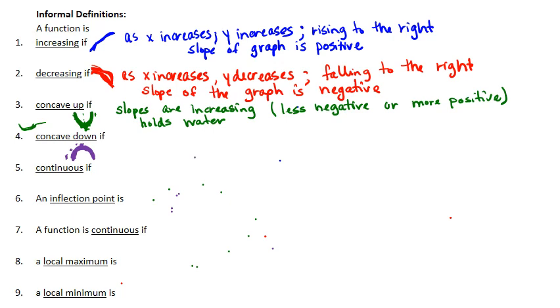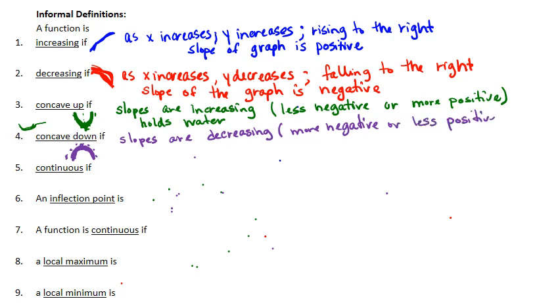And so I have positive slopes that are getting smaller. On the decreasing portion of the graph, my slopes get more and more negative. So I'm speeding up there, getting more and more negative. So I'm concave down if the slopes are decreasing. So they're getting more negative, steeper negative, or less positive, closer to zero on the positive side. This graph is going to dump water or be a frowny face.